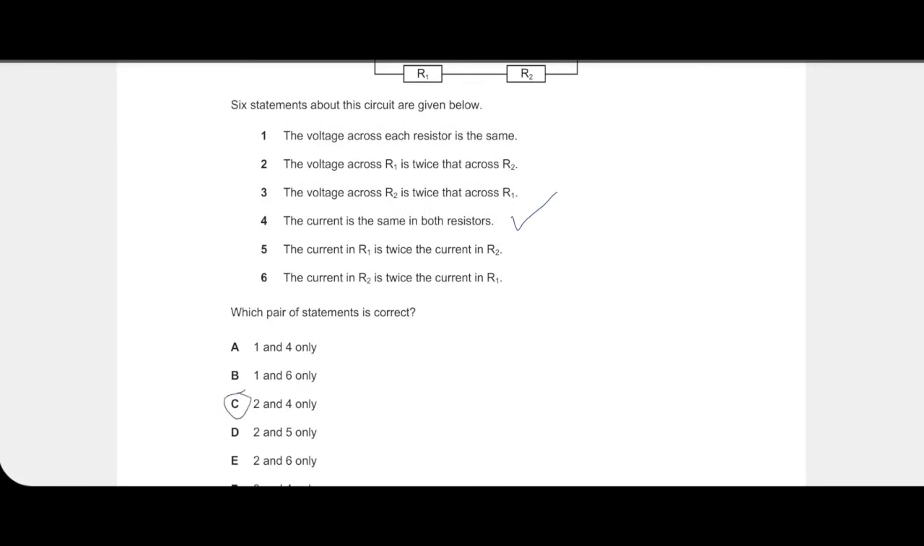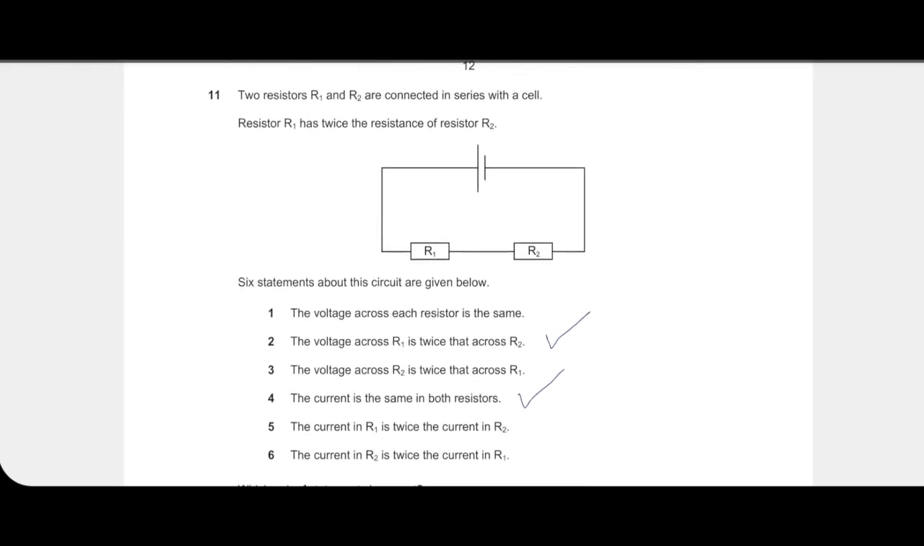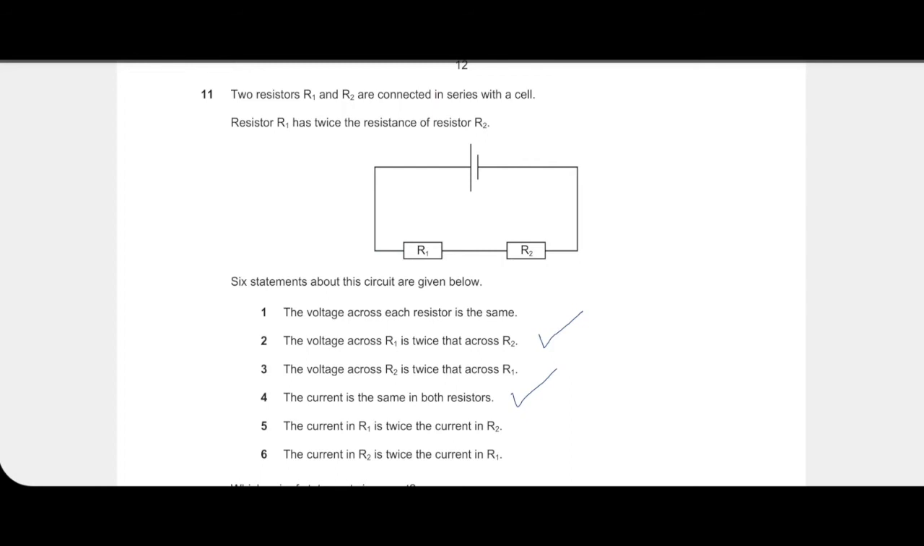And let's look at why C is correct, because it's statements 2 and 4. And what did I say? The voltage across R1 will be twice that across R2. I said that R2 will have half the voltage drop as R1. Reverse that around. The voltage across R1 will be twice that across R2. Answer C. And that is question number 11 completed.